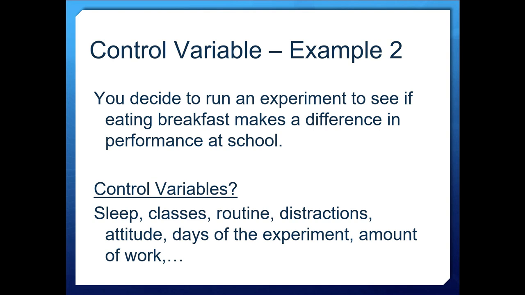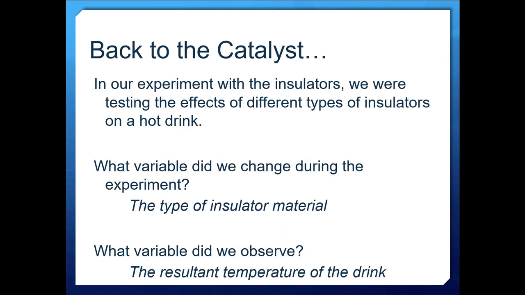And whenever you do comparison, you have to try to get everything on the same page so that the comparison works. So back to the beginning. In the experiment with insulator, you're testing the effect of different types of insulators on a hot drink. What variable do we change? We change the type of insulator material. Rubber, paper, glass. What variable did we observe? The temperature of the drink. That's the one thing that stays, that you're checking on all three.